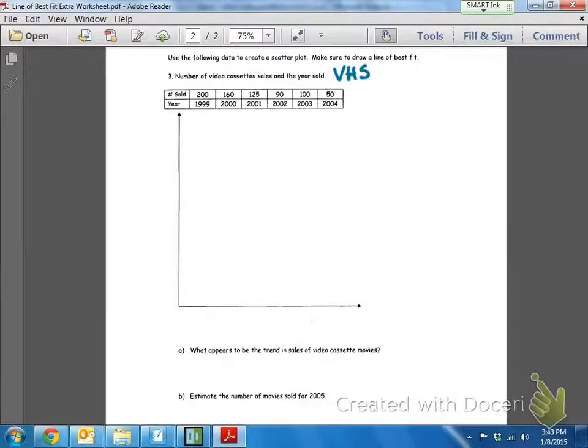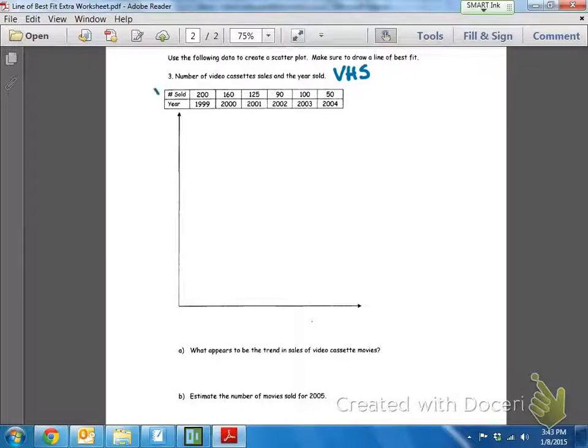Before there were DVDs, there were these things called VHS tapes, and they had this weird kind of black tape, actual real tape, that would go into the machine and it would play movies. Anyway, so it's talking about VHS sales over the past years. Now, number sold, 200, 160, 125 in the year 1999, 2000.